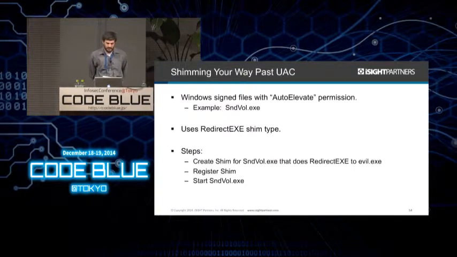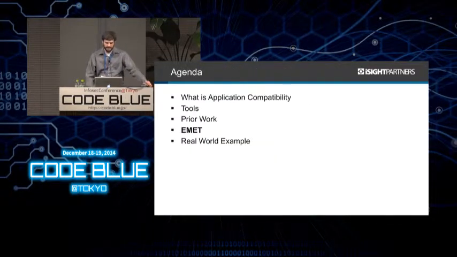So one other note is that he lists a whole list of processes that have this auto-elevate permission. The stb inst tool by Microsoft has this auto-elevate permission. So you can install shims using stb inst, and it will auto-elevate. So as long as the user has the ability to become administrator, it will automatically do that without prompting the user. All right, let's talk a little bit about emit.